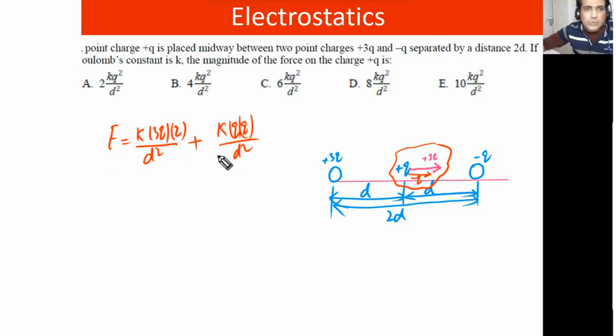Okay, so this is how you can figure this out. Simply, this is the thing you need to understand: you have to add the forces because the forces are in the same direction. So if you add, you will get your answer. This is how we can figure it out.